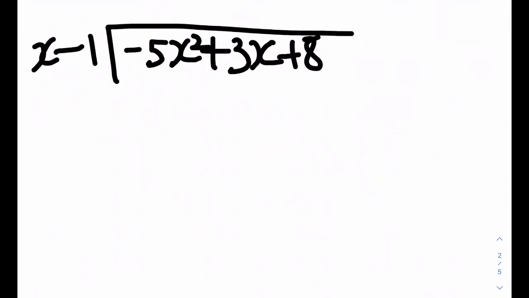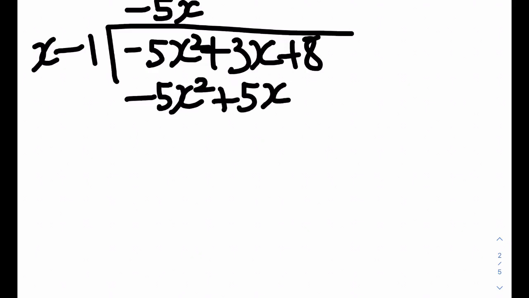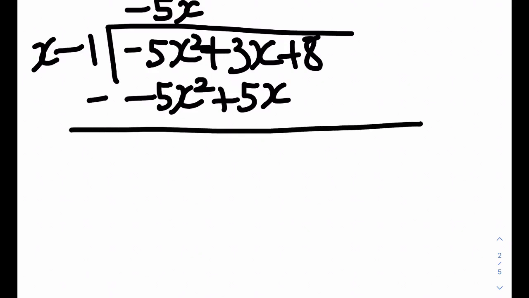Alright guys, let's look at one last example. In this question we have negative 5x squared plus 3x plus 8 divided by x minus 1. First off, we look to see if we can cancel out negative 5x squared, and we can if we multiply negative 5x by x minus 1. If they multiply, we will get minus 5x squared plus 5x. And remember, we always put the negative sign here to subtract. Then these two will cancel out.